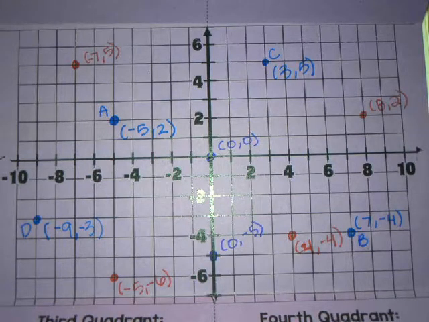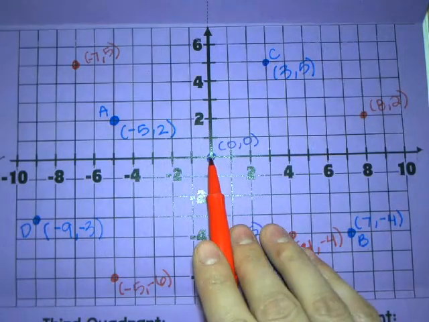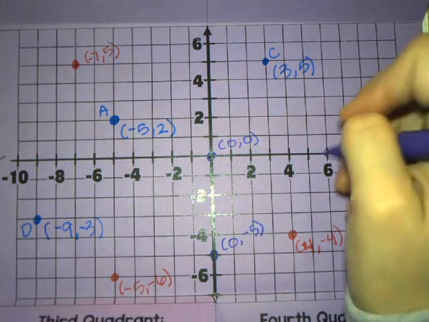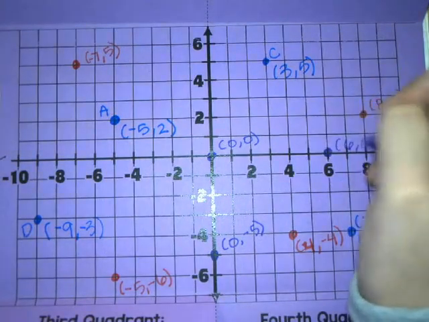Okay, what if I asked for 6, 0? Tell me what I do. You start at the origin and you go over to the right 6 spaces. Very good. Right there, guys, is 6, 0.